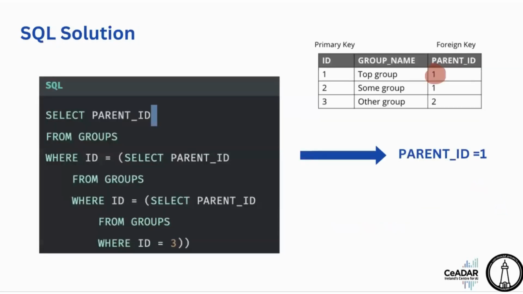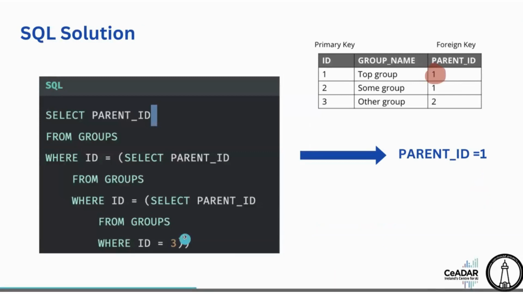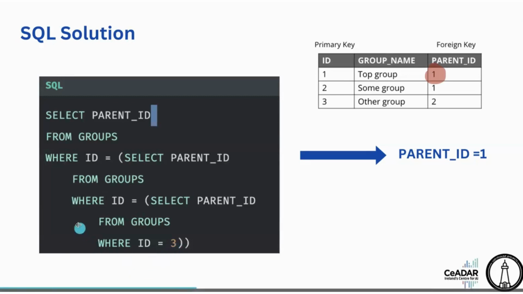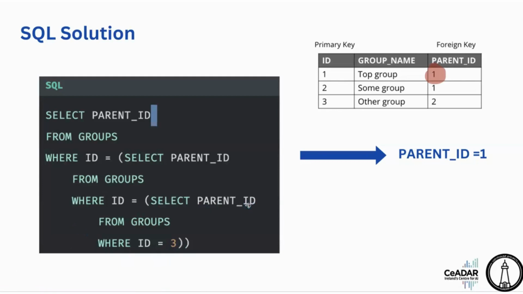So from the SQL point of view, we come from a bottom-to-top approach. We select from our groups table, find the parent ID, and then a nested query is put inside the where clause, which finds the exact ID, and finally we keep the primary key of 3. Now this primary key of 3 goes to a second nested query of 2, which then goes to the first one, and finally it fetches the result as 1.